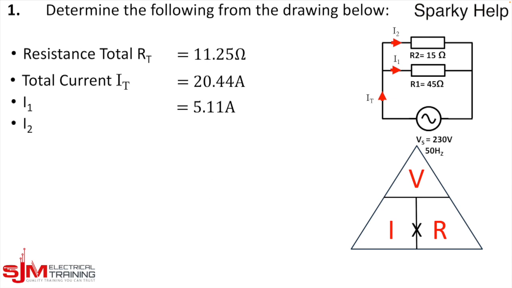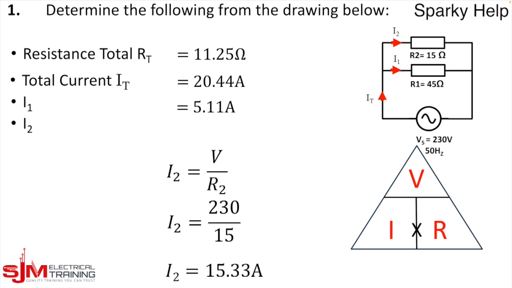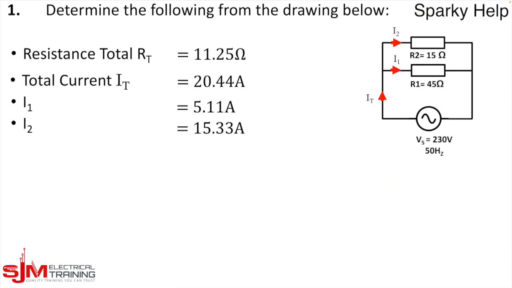Next one, I2, and we'll continue in the same vein. Again, other ways can be done. I2 is the voltage across that resistor, bear in mind it stays the same, divided by the resistance of that resistor. And that gives us an answer of 15.33. Those two currents, when added up, should come to 20.44. That's Kirchhoff's current law. Check out my other videos for explanations on Kirchhoff's current and voltage law.